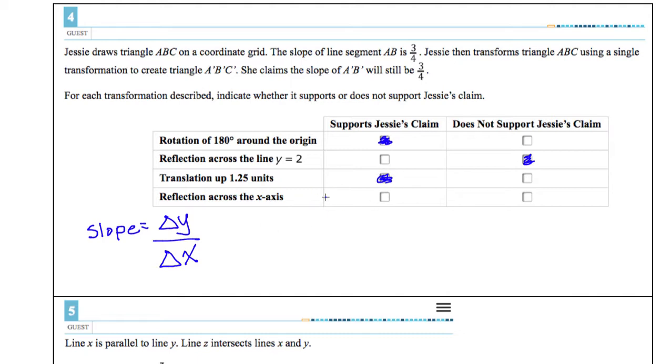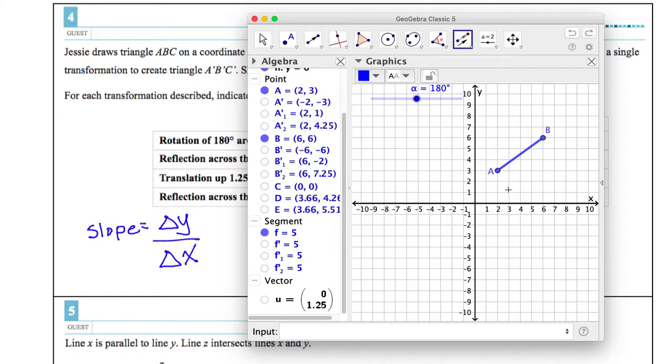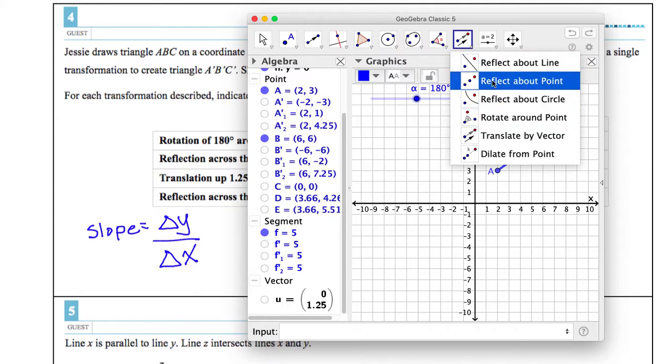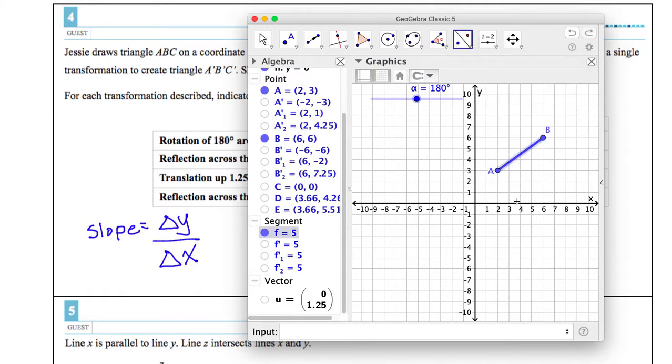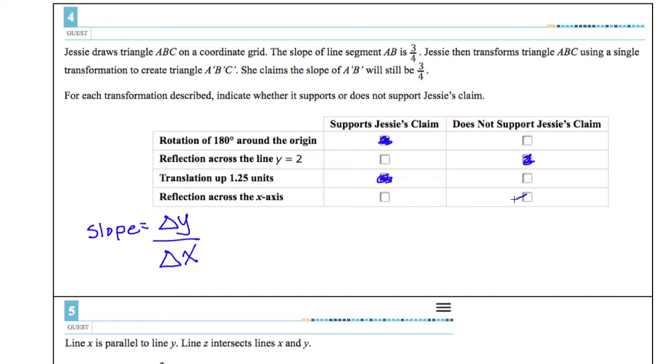A reflection across the x-axis. I don't think this is going to work. Let's go ahead and see what happens here. So a reflection across the x-axis means I'm going to go here and reflect this point on the x-axis. Yeah, that makes sense. It was positive, now it's negative, so yeah, that doesn't support you, Jesse. And yeah, there you go.